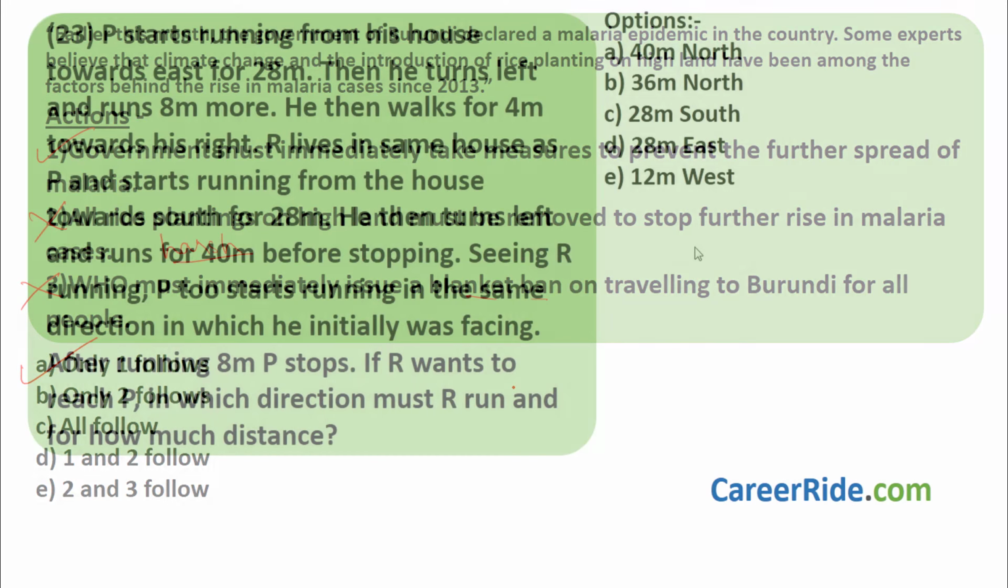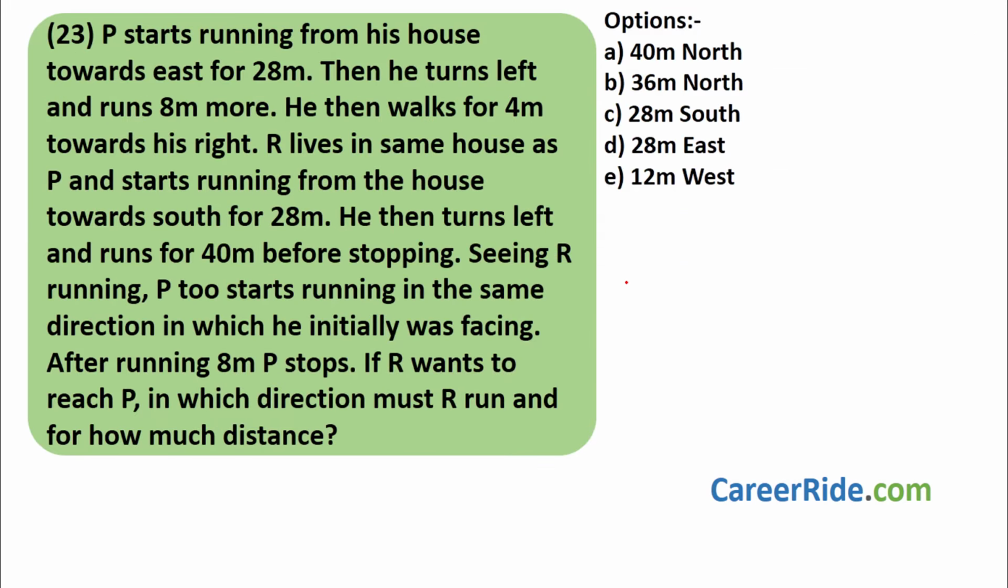Moving on. P starts running from his house towards east direction. So P starts running for 28 meters, then he turns left and runs 8 meters more. Then he walks for 4 meters towards his right, 4 meters over here, and he stops. R is living in the same house as P and starts running from the house towards south. So he moves 28 meters south. Okay, this is R, this is P. Then he turns left and runs 40 meters before stopping.